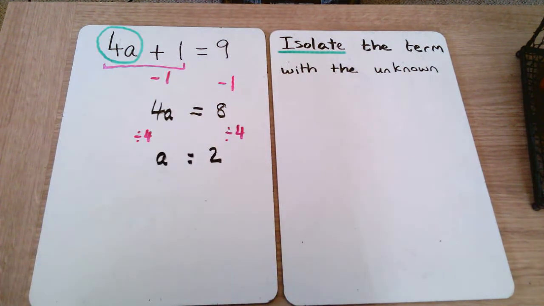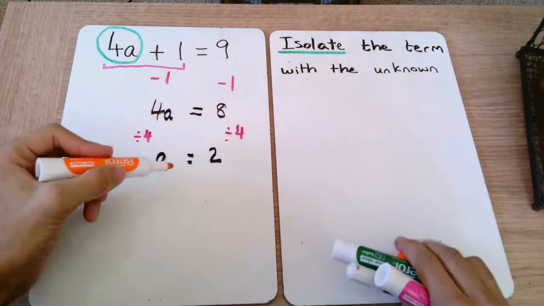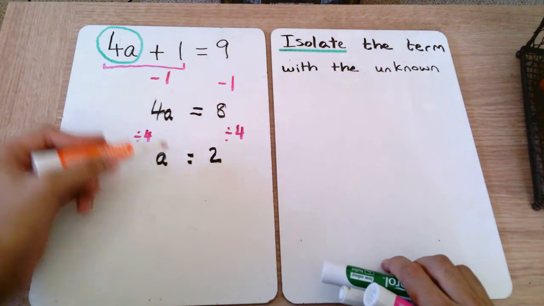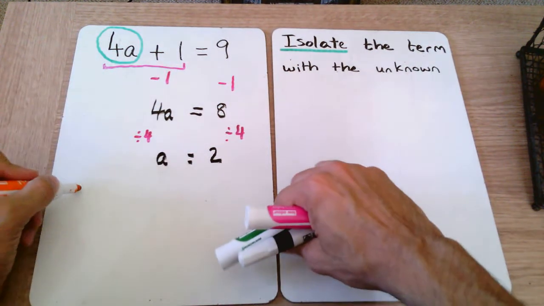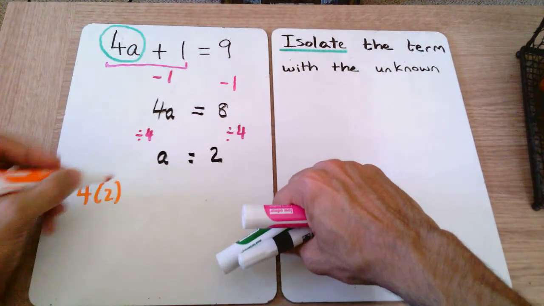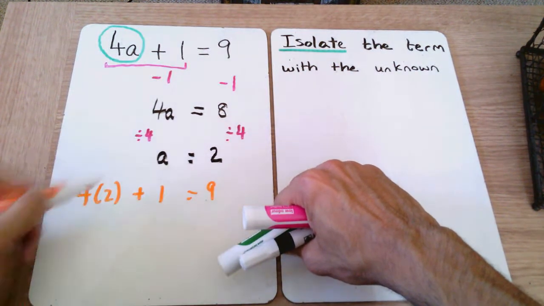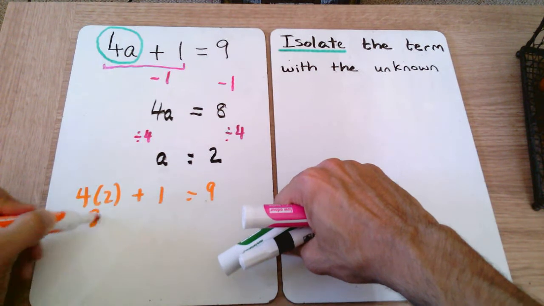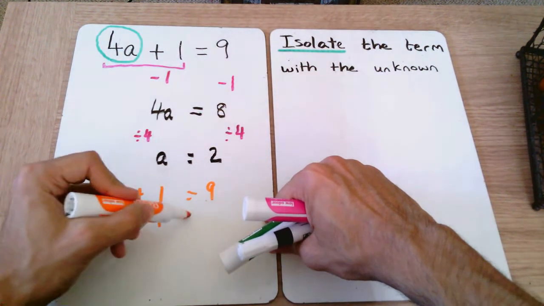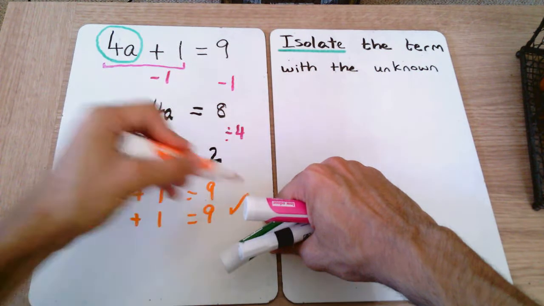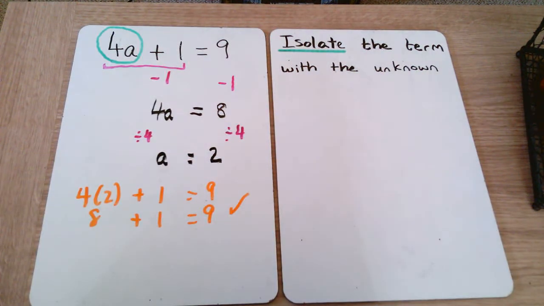Some of you already identified that from the off, which is brilliant. Now, it's always important to check our answer at the end. We've said that a is equal to 2. So if I substitute a back in, we can say 4 times 2 plus 1, and we need to check this is equal to 9. Let's see. 4 times 2 is 8. 8 plus 1 is equal to 9. So the equation works. We found the correct value for a.